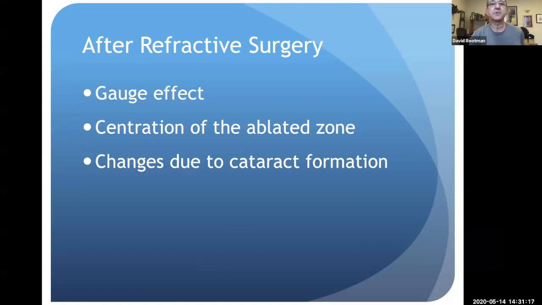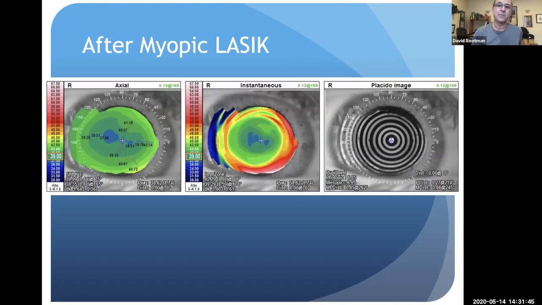After refractive surgery, we can utilize the topography to gauge our effect, look at the centration, which is usually pretty obvious. And we can also use it to gauge changes due to cataract formation. That's not a direct link to topography. Topography doesn't tell us that, but some of the machines, the one I particularly like is the OPD scan, can give us that information. It's sort of an added-on bonus, and it doesn't come with every topography device that you have.